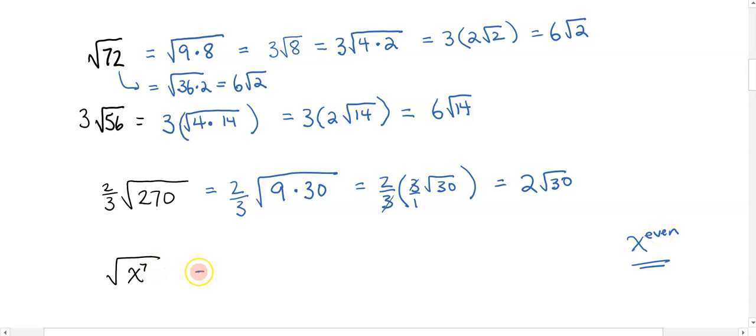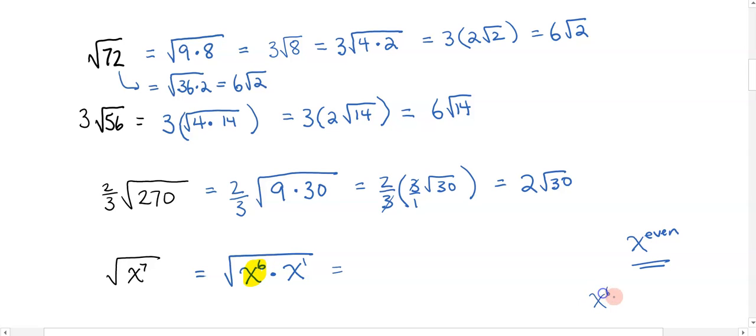So I need to take this and multiply it by the largest even exponent. And then what's next, right? x to the 6th times x to the 1 is x to the 7th, and x to the 6th is my perfect square, right? Because it has an even exponent. So since it has an even exponent, I take the square root of x to the 6th, right?